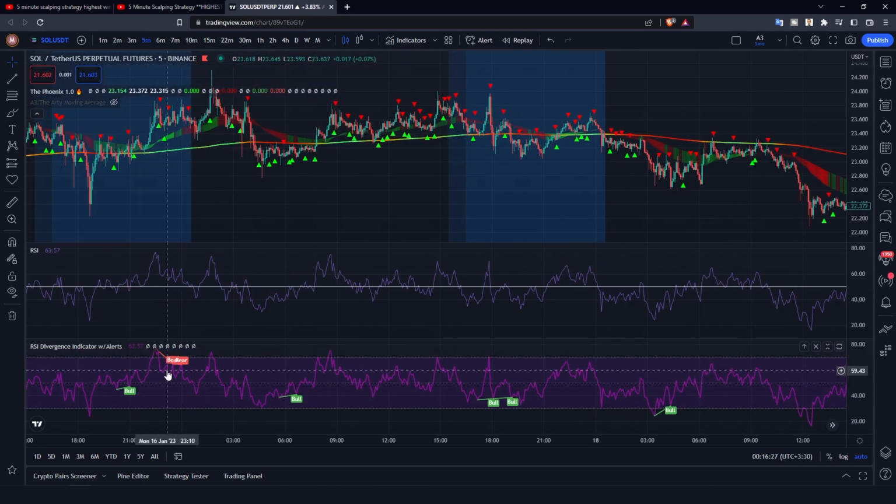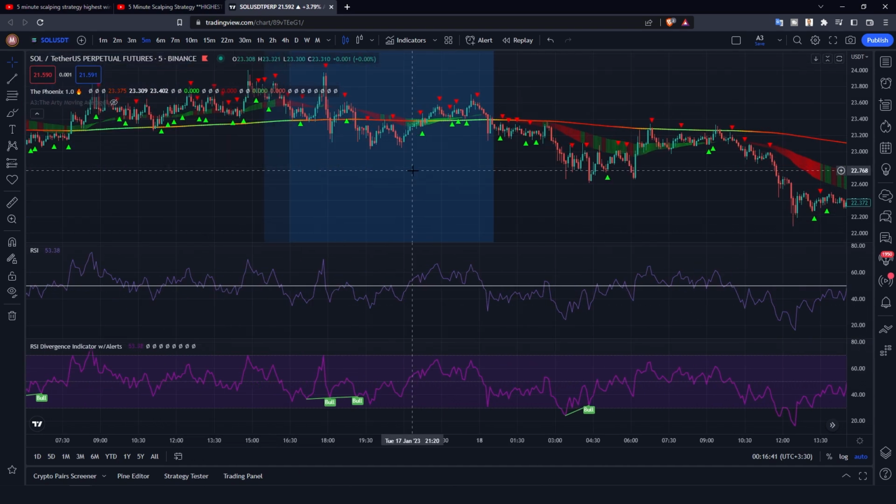He says only risk 1% of all your money. I think that's good advice. And also you can use the opposite direction of RSI divergence to exit the position.